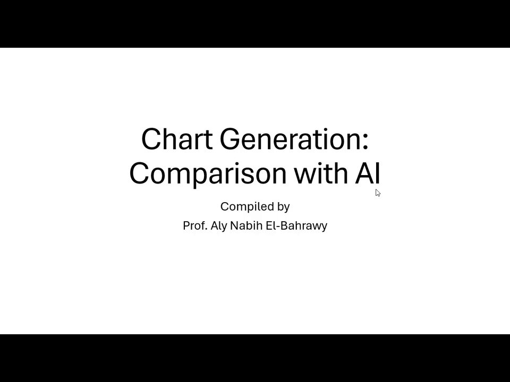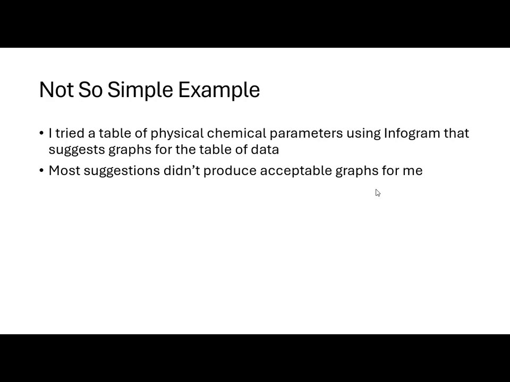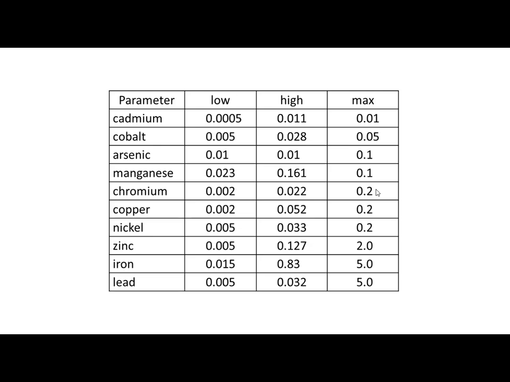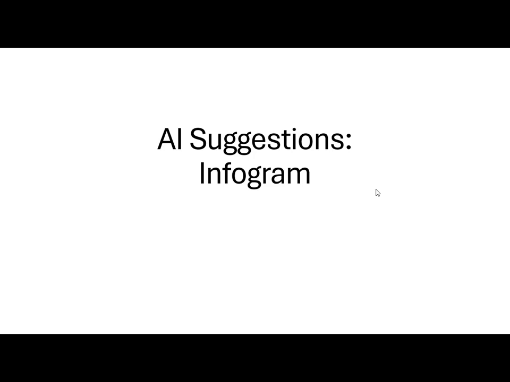Here is a chart generation, and it has a comparison with AI. In this elaborate part of the presentation, I am going to use 2 examples. One of them is not so simple: a table of physical chemical parameters, and I used a software called Infogram. This is the data. I wanted to present this data of the physical chemical parameters in a chart.